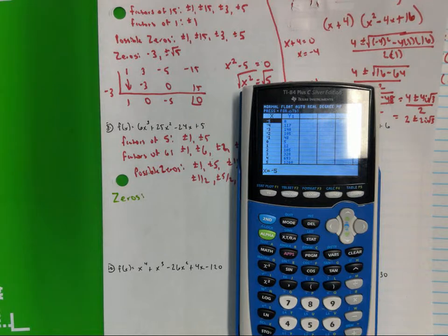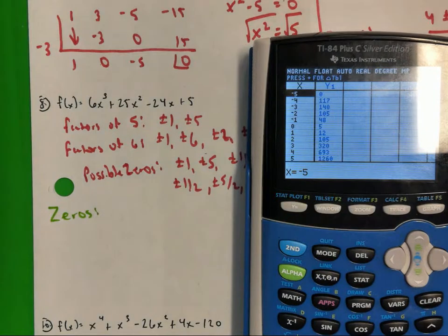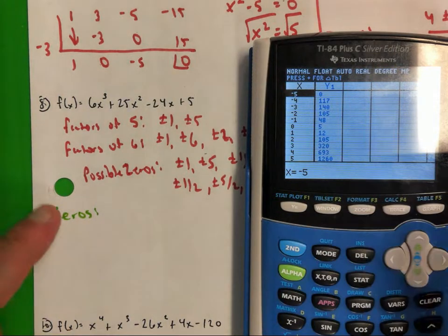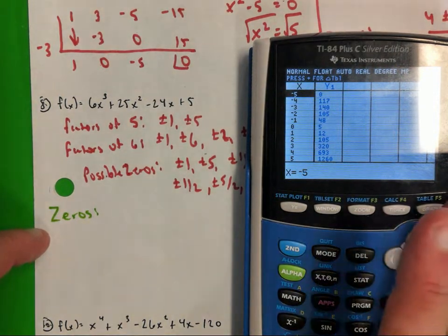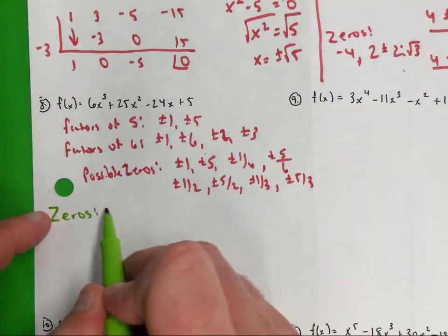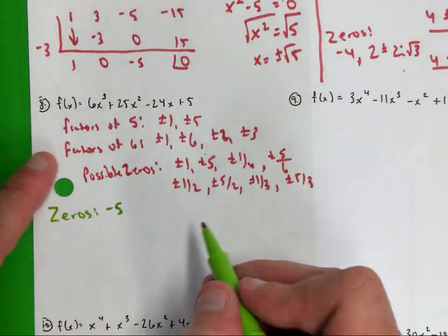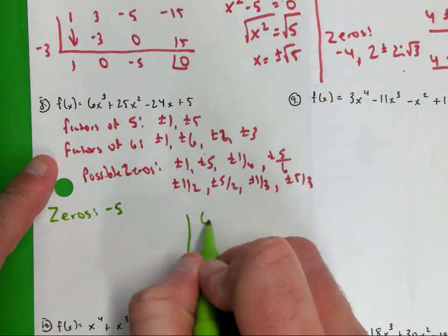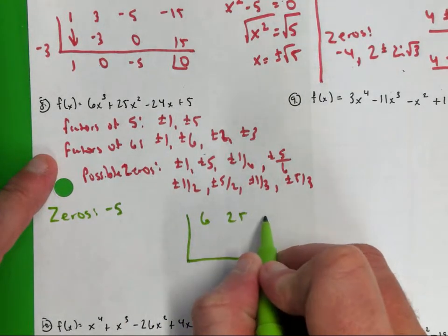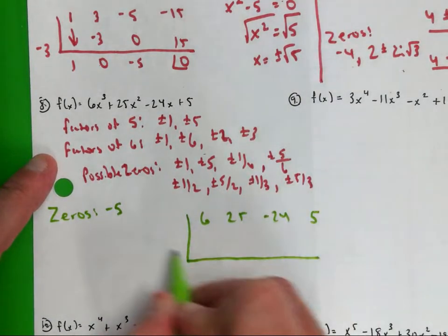This is good. I go to -5. I do see 0 there, okay? So I'm going to put -5 down, and then I'm going to break this down, okay? 6, 25, -24, and 5. And I'm going to put -5 here.